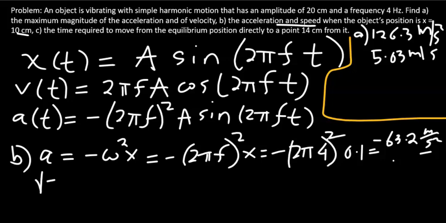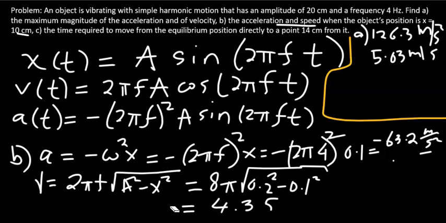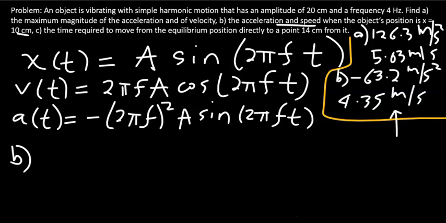Now the speed is given by 2 pi f times the square root of amplitude squared minus x squared. So f is 4 Hertz, 2 pi f is 8 pi, square root, amplitude is 20 cm, turn that into meter, 0.2 squared. X is 10 cm, so that is 0.1 meter squared, which will give you 4.35 meter per second. Again, the answers for part B are recorded here in the box.